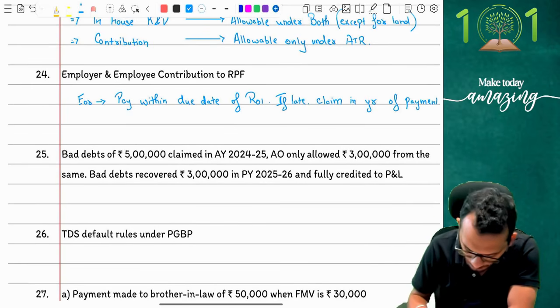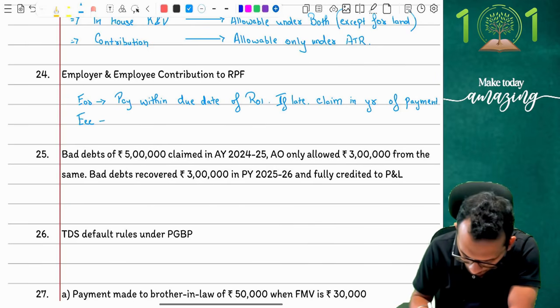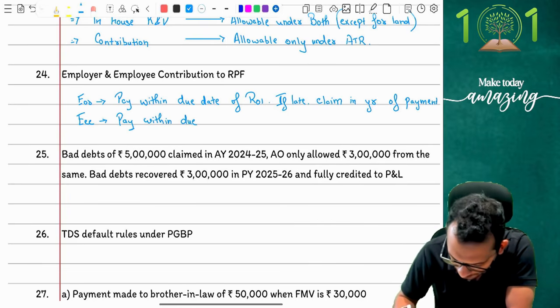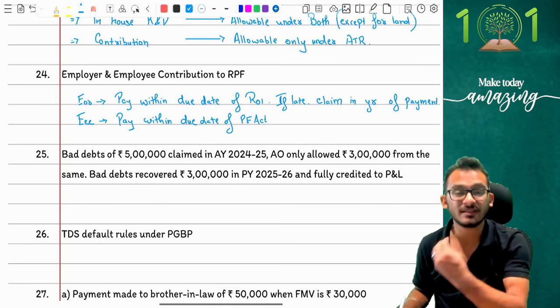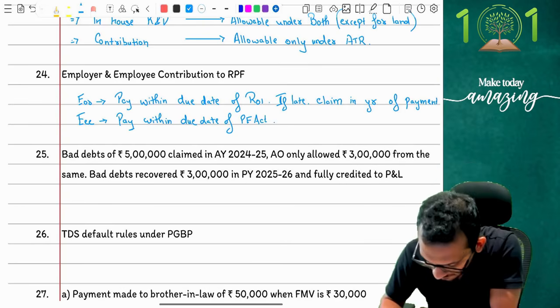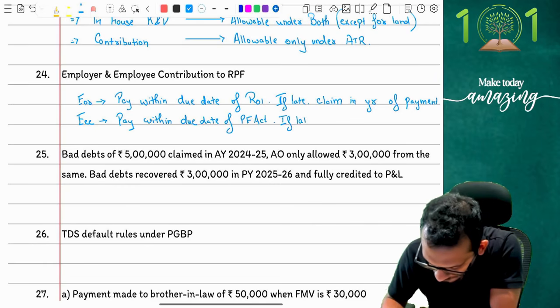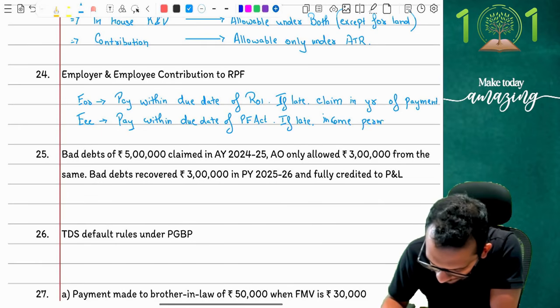Problem comes when it comes to employees contribution. Employee contribution says you have to pay it within the due date of the Act. Yes, so let's say you are going to say PF, so I'm going to say due date of PF Act, which is normally 15th of next month. If this goes late, then it is income permanently, which means I am not going to give you the deduction even if paid later on. That is what the conditions are.